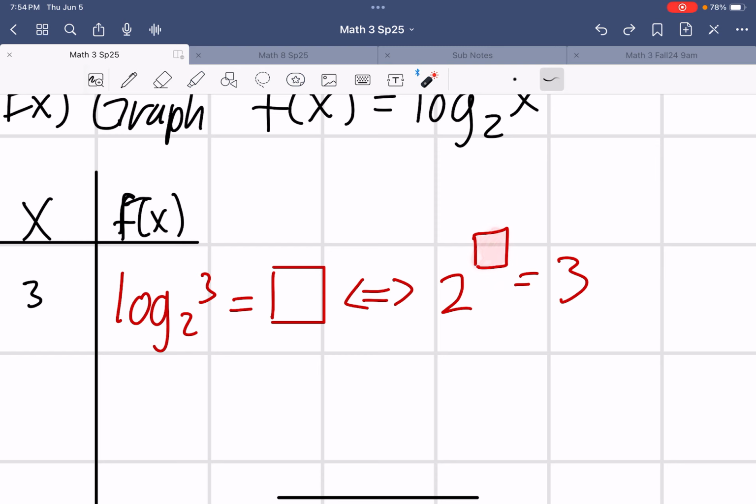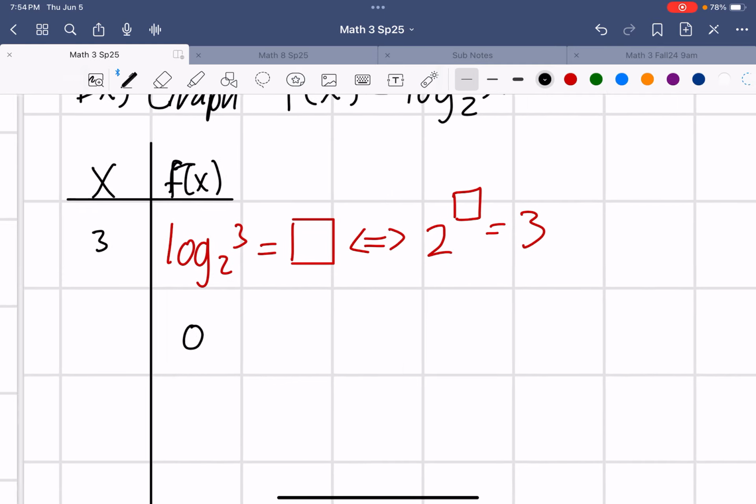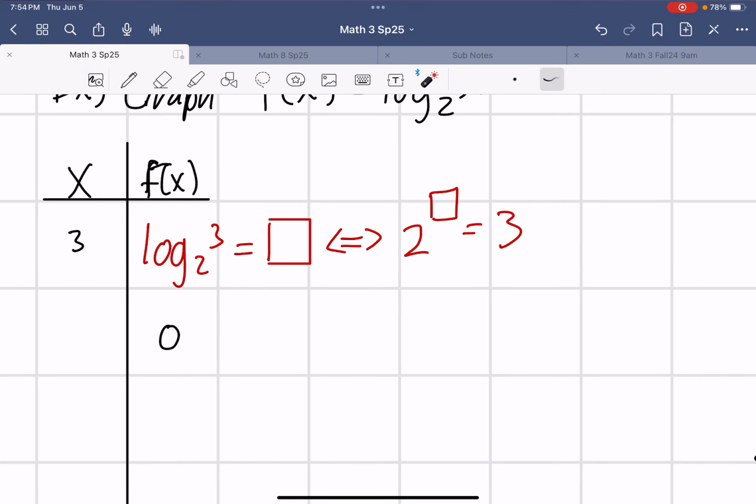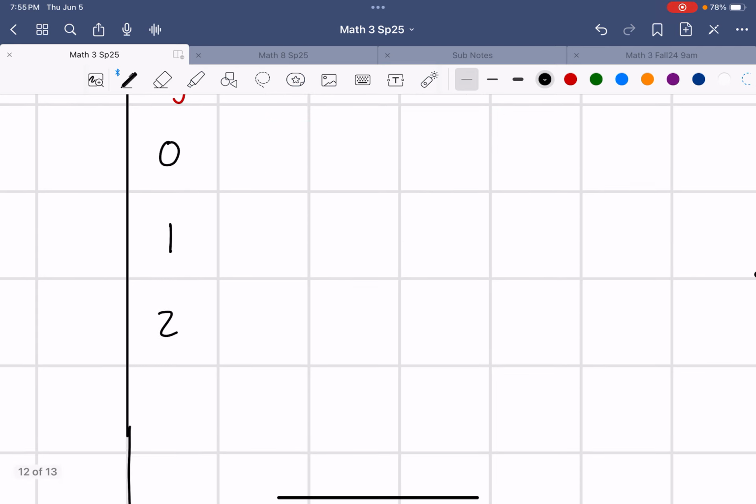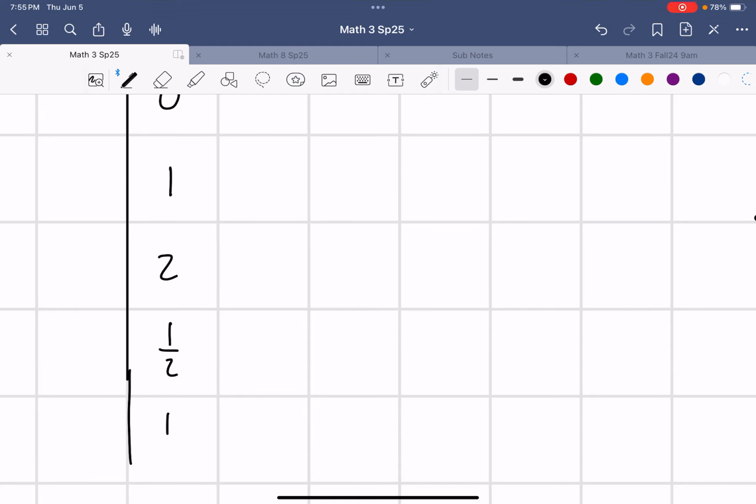It's just a number that we can't do by hand. We'd have to use a calculator to do this. So in this situation, I'm actually going to choose y values instead. I'm going to choose f of x's, I'm going to choose y's, not x's. So let's start with 0, 1, 2. And remember, it has to be strictly greater than 0. That doesn't mean you can't put in a half or maybe a third.